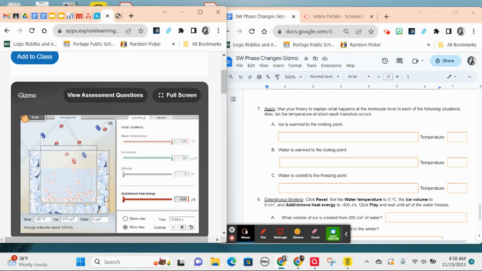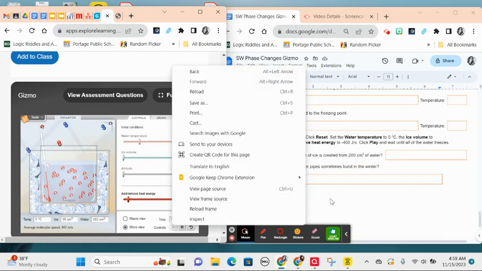All right, last one is we're going to click reset. We're going to set the water temperature to 0. The ice volume to 0, so we don't want any ice. We're going to add and remove energy. So we'll be going to 400, removing some energy. Oh, come on. There we go. Okay. We'll click play until all water freezes. Okay.